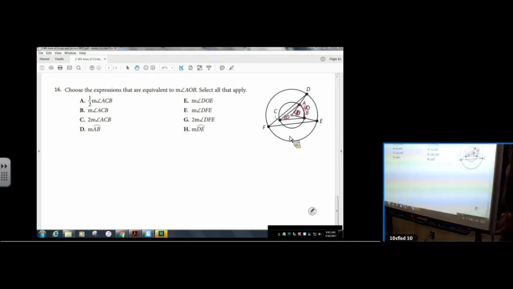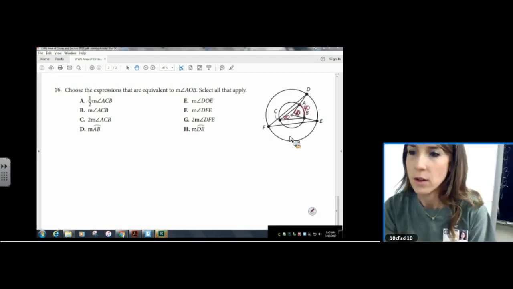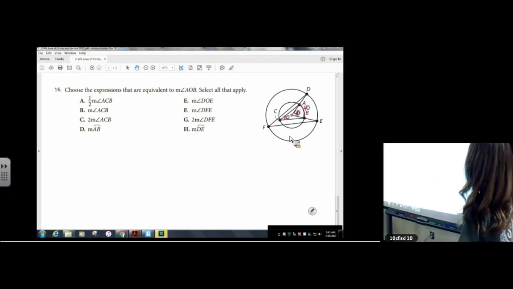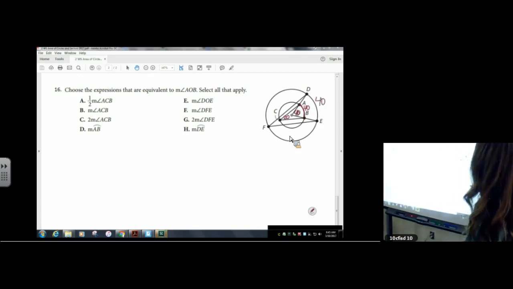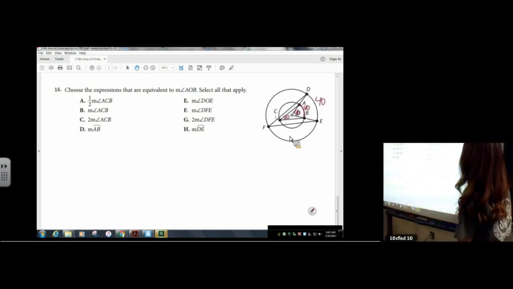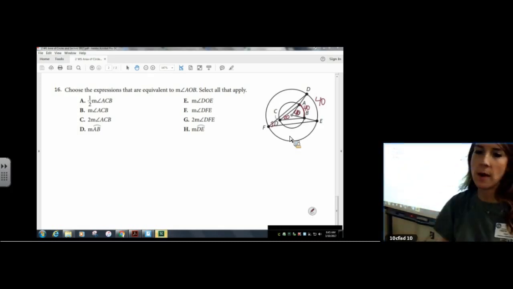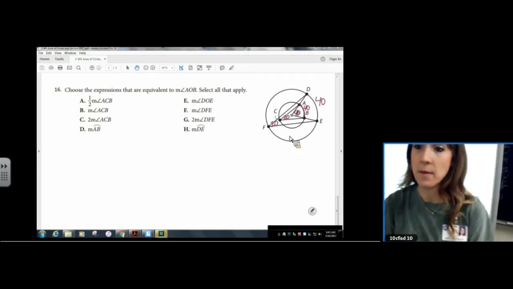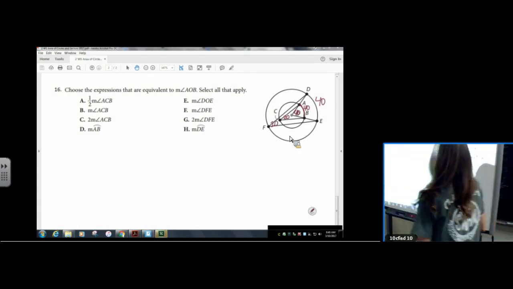What would arc DE be? Yep. And then what would angle DFE be? Inscribed angle, half of its intercepted arc. Okay, now let's answer these questions, true or false.